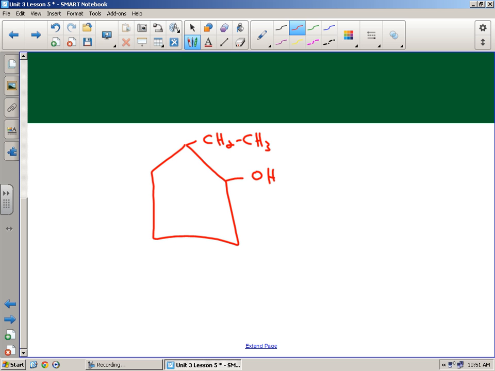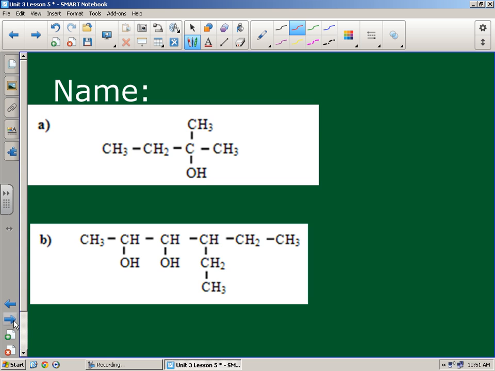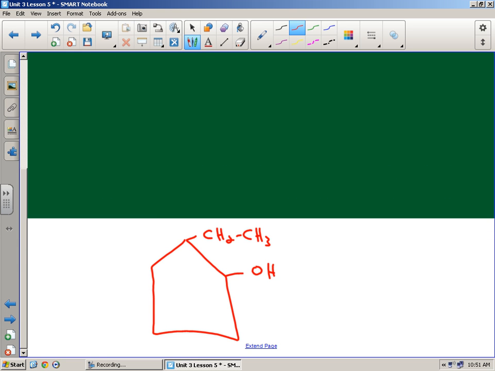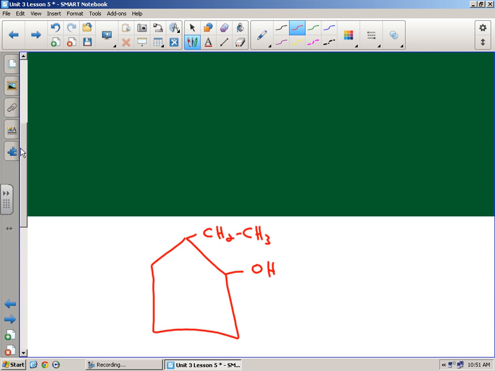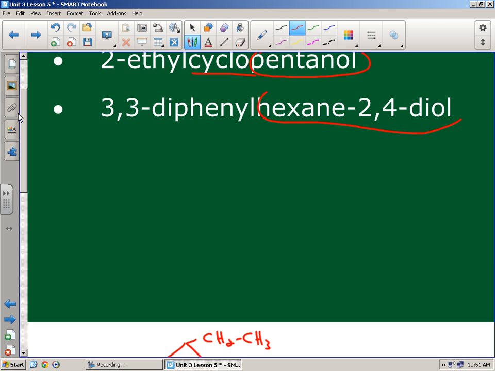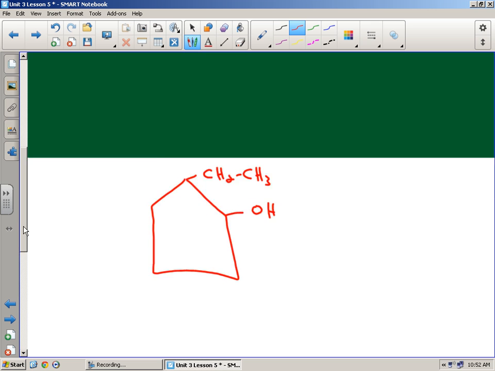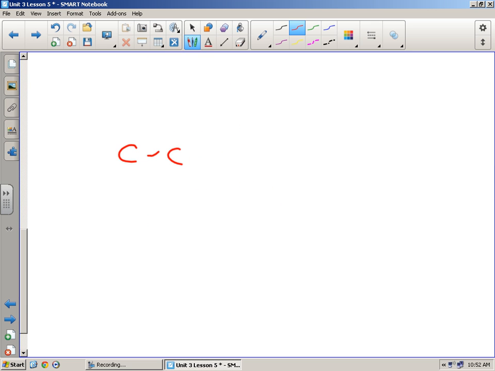Okay, the next one here is 3,3-diphenylhexane-2,4-diol. So once again, you should start at the back part. Hexane-2,4-diol. You'll notice that they did put the E back on here because you've got 2 numbers here and then the diol as well. So this is hexane, 6 carbons. 2 and 4 have hydroxyl groups on them. So I'll start there, 2 and 4.